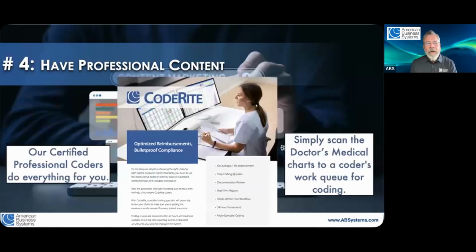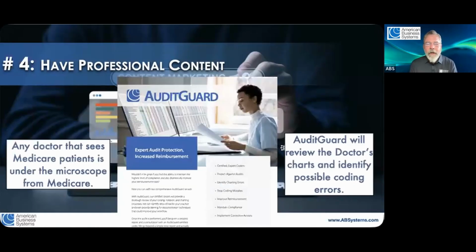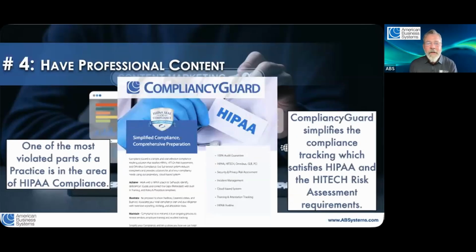For those, again, that were a little concerned about coding, here's this CodeWrite program. This kind of shows you we can help optimize reimbursements and bulletproof compliance. If you want to get a copy of this, you can probably ask your sales rep for just a PDF copy of the way this looks so you can get a picture of it in your mind. Same thing about Audit Guard. Again, this is another way to help increase reimbursements and keep people out of trouble of going through audits, and then Compliancy Guard. This is the whole HIPAA compliancy part of it that I mentioned to you earlier.